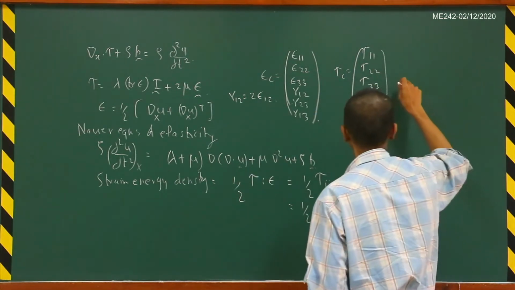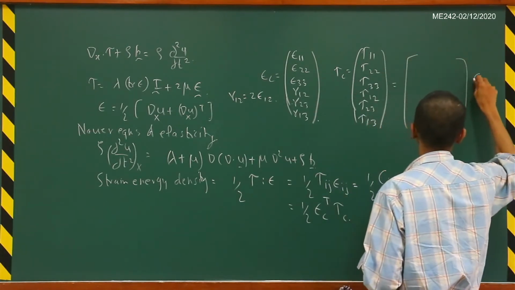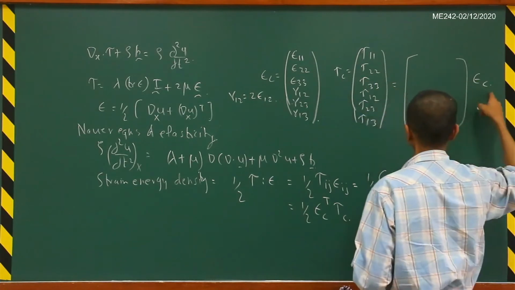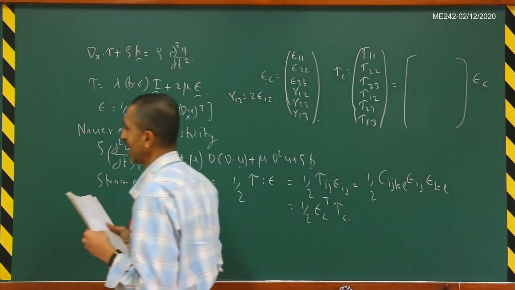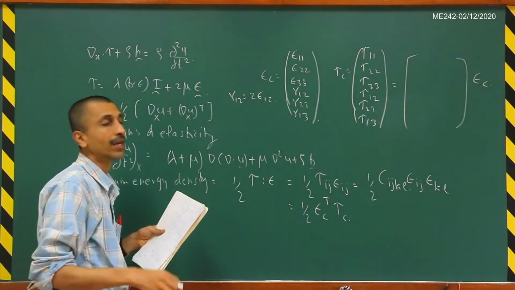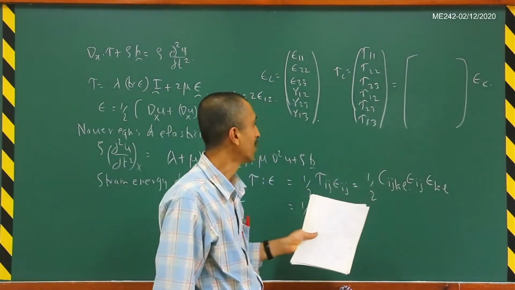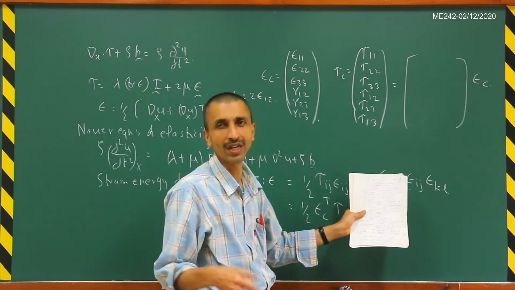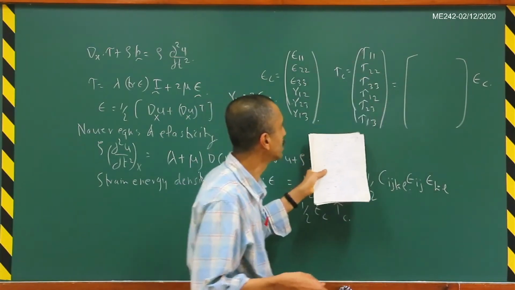Last time we saw that you can write this as a matrix times epsilon c, this particular vector. It is convenient when, say, you want to write a computer program, to deal with matrices, instead of this Cijkl, which is very difficult to program. So for that reason, we will write this in this particular form.